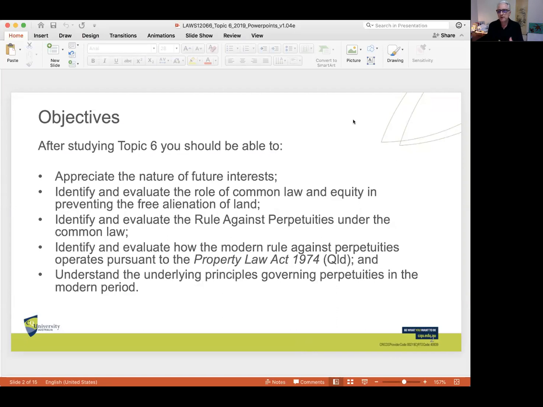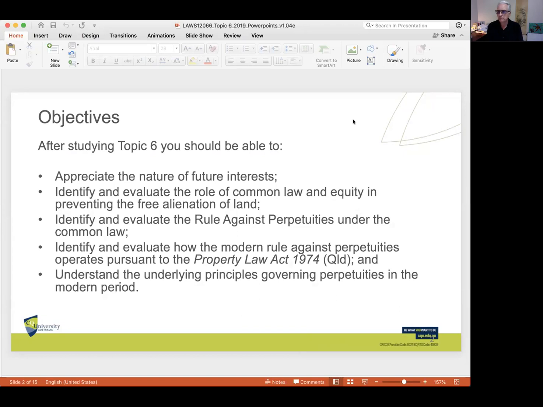We need to think about the idea of future interests and how the law, property law, or land law relates to and governs that. We need to see this idea of alienation and how the law responds to this notion of alienation and takes a position of preventing the idea of restrictions on the transfer of property.